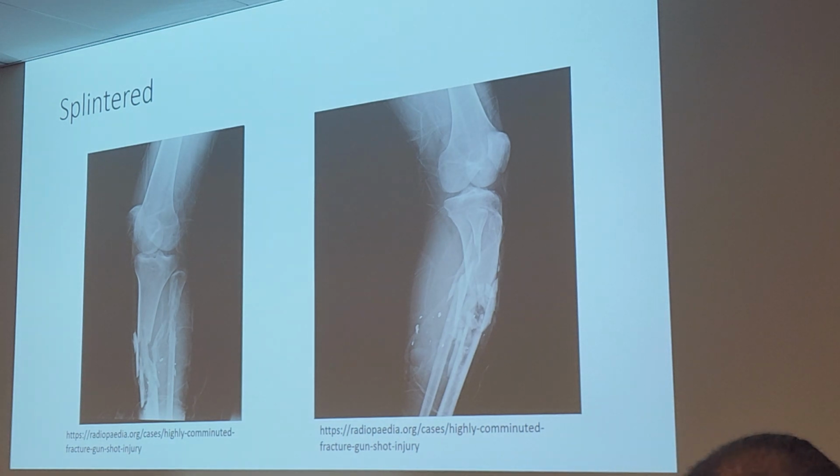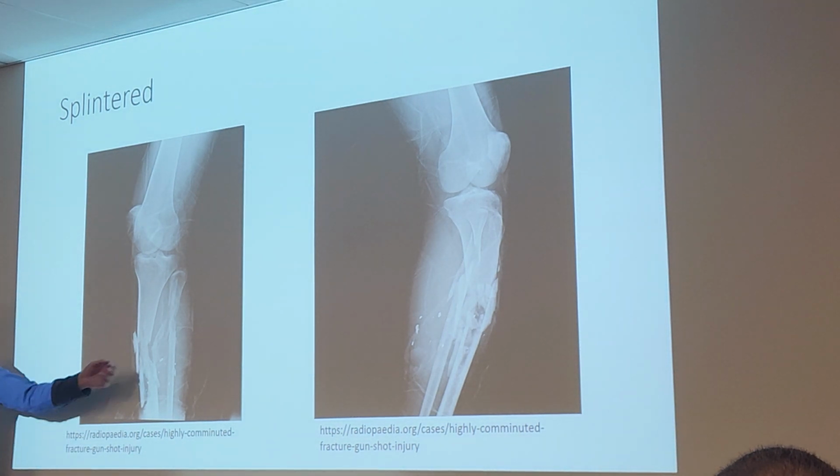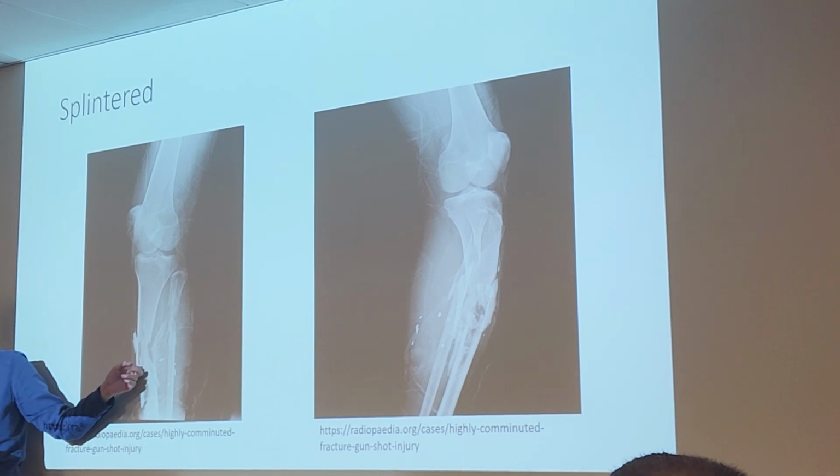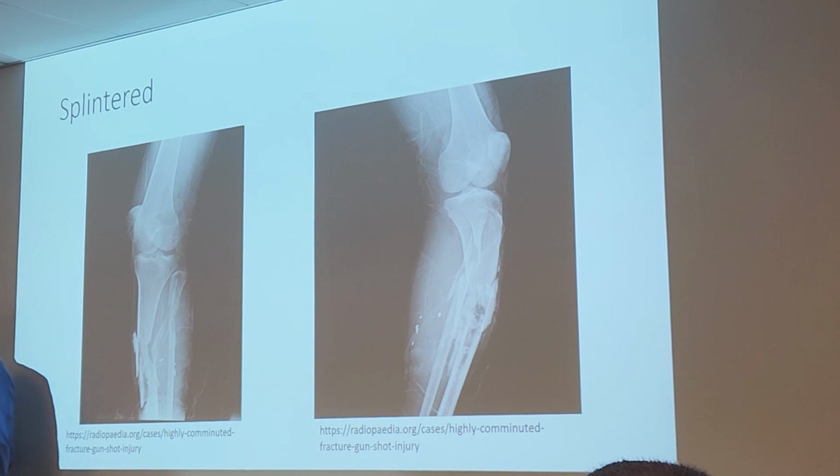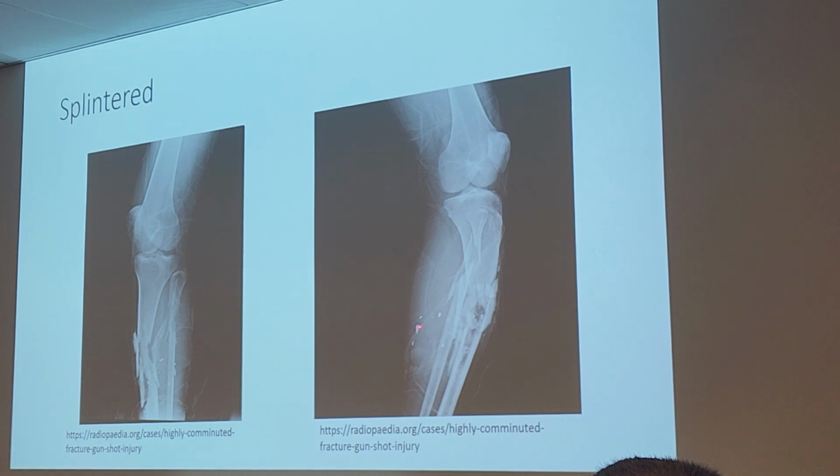Okay, over here, splintered fracture. This is what we normally think about with comminuted fractures, right? Lots of pieces. In this case, the person got shot in the leg, and so the bone basically exploded. So you've got all these tiny fragments. By the way, anyone know what these super bright dots are? It's lead. Lead? Why is there lead in the patient? Bullet. Right, bullet fragments. Very good.